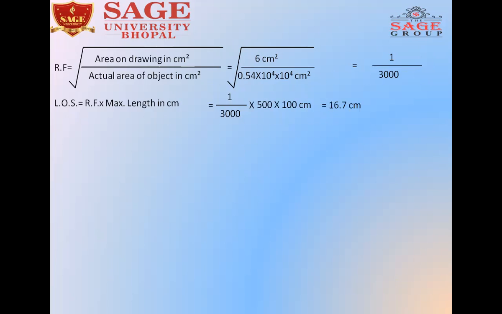So now we have the target. Next step, we will draw a horizontal line equal to 16.7 centimeter. Now you will divide this line into 5 equal parts. Who will decide the equal parts? The maximum length is divided into equal parts. Our maximum length is 500 meter, so we can divide it into 100 meter each part.